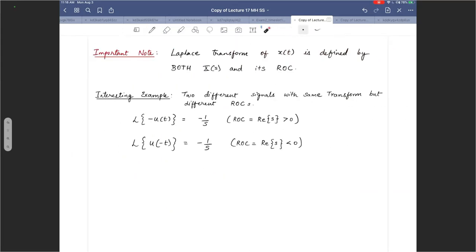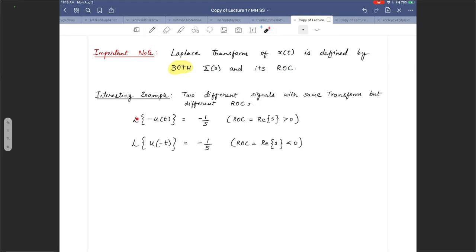We have noted this earlier, but it is worth noting again. Laplace transform of x of t is defined by both X of s and its region of convergence. Now let's take a look at an interesting example here. Two different signals with the same transform but different ROCs.